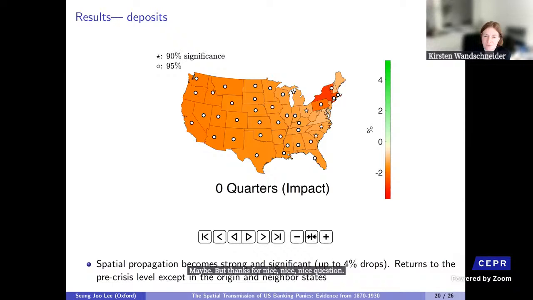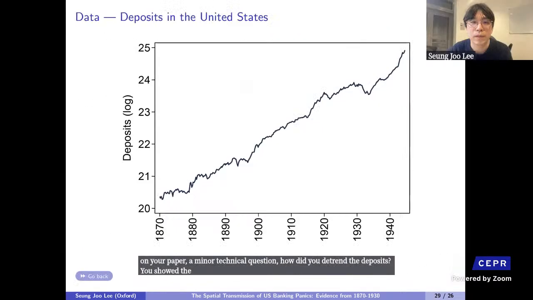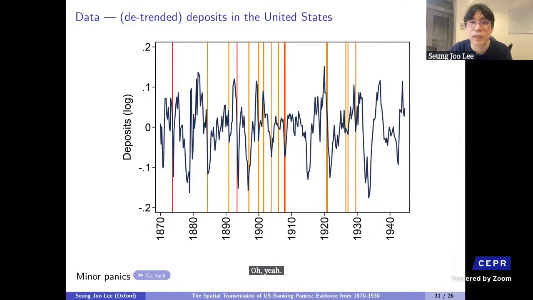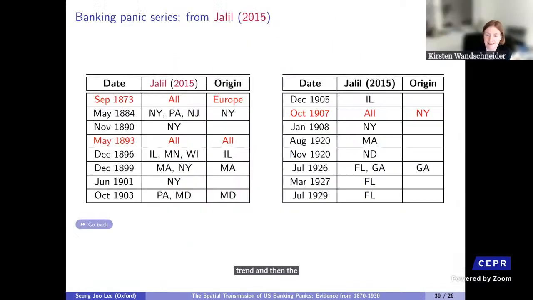We have another question from the audience, from Carlos Brando. Also a nice, interesting paper, complimenting you on your paper. A minor technical question: how did you detrend the deposits? You showed the original deposit trend and this one, then the effect of the crisis. Yes, I think that's what he's referring to.